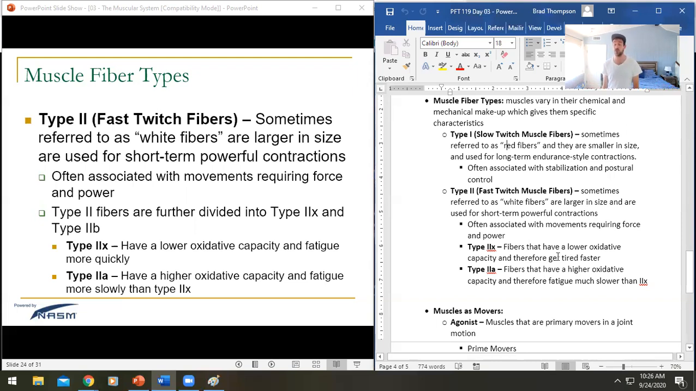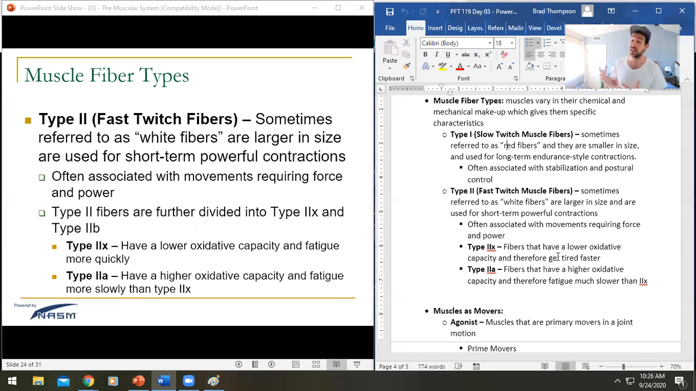You know, your shoulders have a great ability to hold you up for a long time. Those are recruiting the type 1 fibers in your shoulders. But you've also got some heavy lifts that you can do with your shoulders. Those are the type 2 fibers. So you're going to have a mixture throughout your whole body.